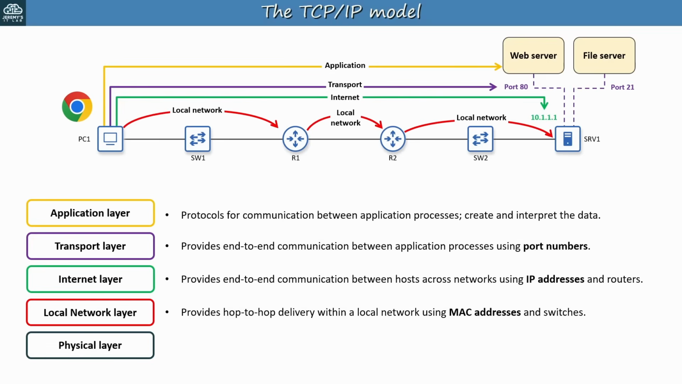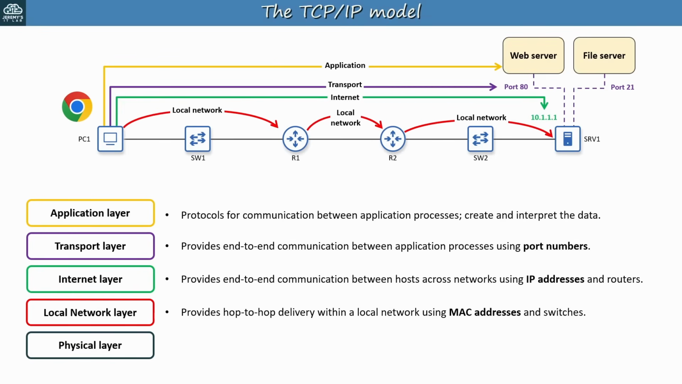The local network layer provides hop-to-hop delivery within a local network using MAC addresses and switches. I'll explain the term hop-to-hop more in a bit, and MAC addresses are a topic for another video. Looking at this diagram, you might wonder about the role of the switches. They connect devices in a LAN and pass messages between them. We'll look at how that works in detail in future videos.